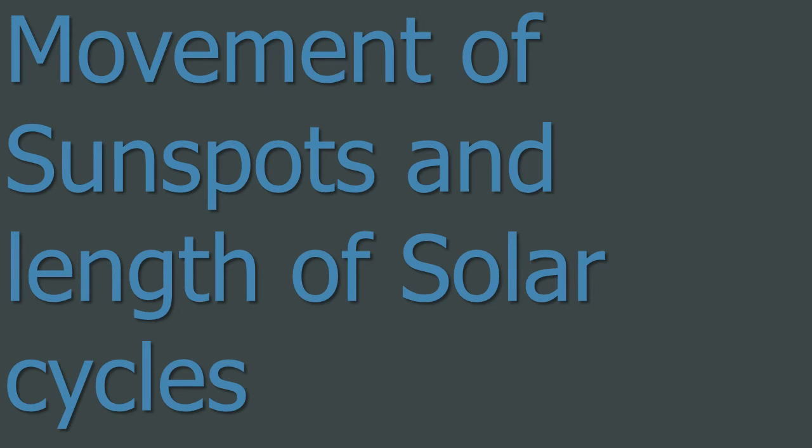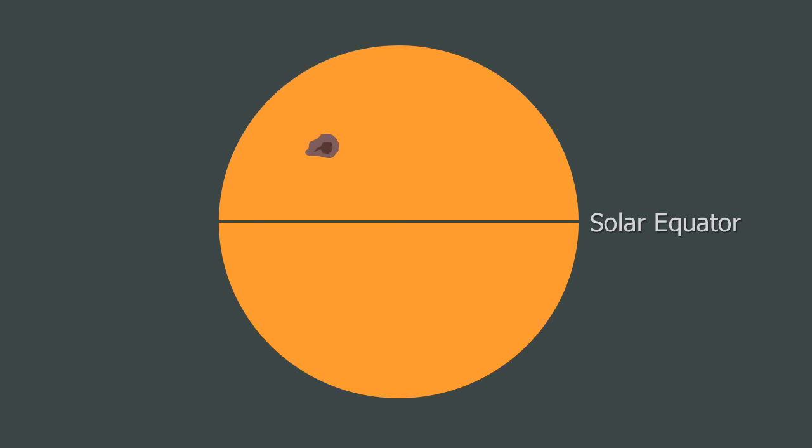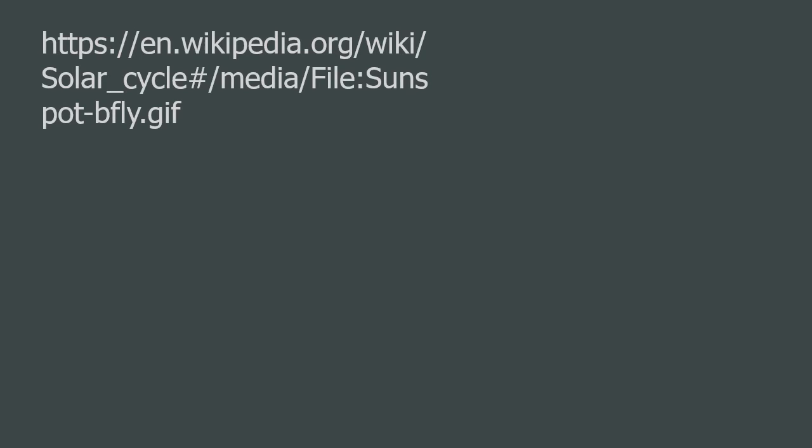8. Movement of sunspots and length of solar cycles. A common way to view sunspots' positions on the photosphere is to plot their latitude, i.e. the distance from the Sun's equator in degrees. The diagram to show sunspots' latitudes against time is called a butterfly diagram, due to the shape of the pattern. To look at one, go to this link.